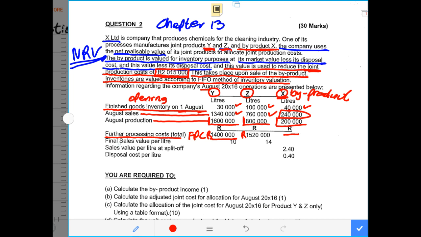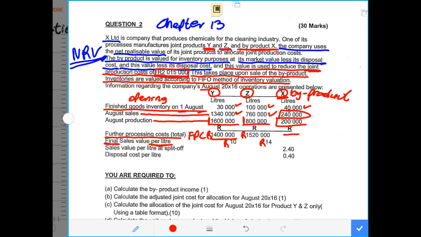Then, take note, they say final sales value per liter. This is the sale at the end, after further processing the product. So now we are given the selling price per liter, which is the selling price after the two products were further processed. And the selling price is 10 rand and 14 rand for product Y and product Z.